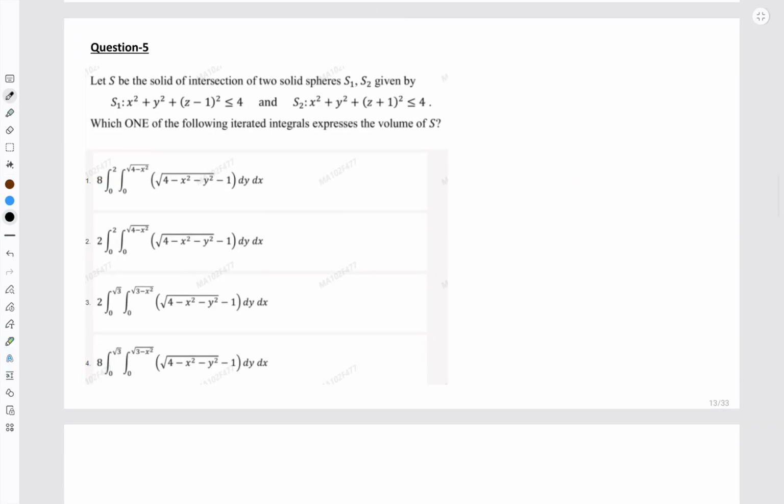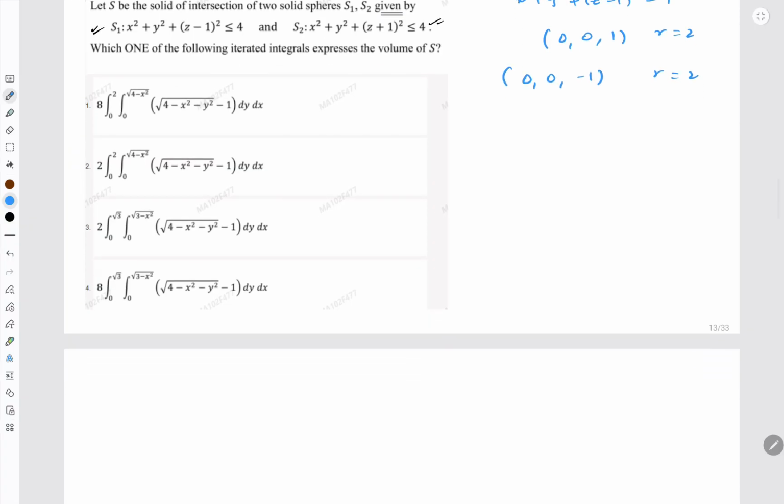Next question, we can again solve it smartly. If you do not want to solve it actually, you can solve it smartly. So what it is saying is that there are two spheres. We have to find the volume of the intersection of these two solid spheres. So let us write this solid sphere equation here: x square plus y square plus z minus 1 whole square is equal to 4. This is my sphere, at least the outer part of the sphere. So the center is at 0, 0, 1 and the radius is 2. For the other sphere, the center is at 0, 0, minus 1 and the radius is 2 again.